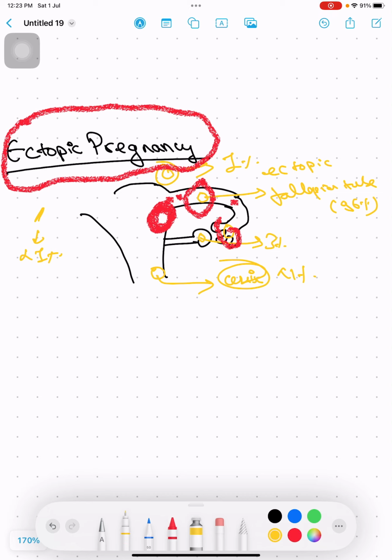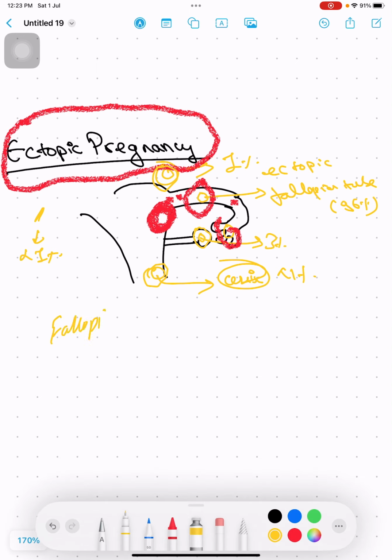Not only the fallopian tube, it might get implanted in the ovaries, in the cervix, or in the abdomen. So these are the different sites where there's an implantation, and that will be termed as an ectopic pregnancy. Moreover, the more common is the fallopian tube.